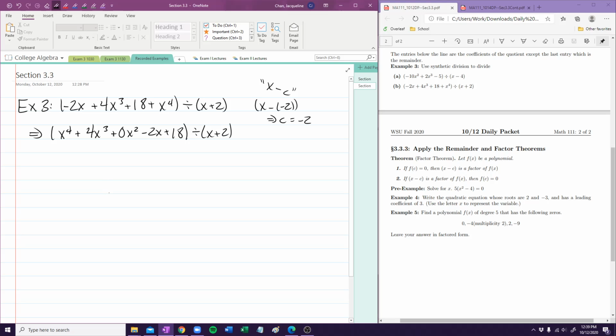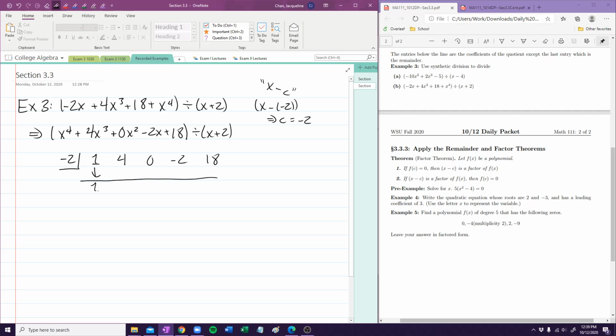Now I'm going to set up the synthetic division. So my c, remember this is x minus c, so my c in this case is negative 2. And I'm going to put it in a box. And then I'm going to write all the coefficients. Remember, when there's no number here, it's just a 1. Then I have 4, 0, negative 2, and 18. And then that horizontal line. First step, always bring this down.